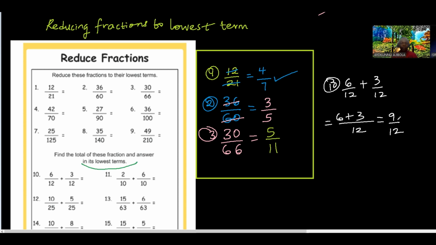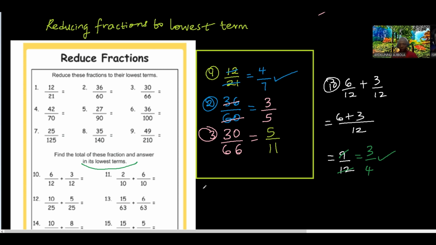So what can we use to divide 9 and 12? That's 3. 3 in 9 is 3, and 3 in 12 is 4. So your answer should be 3 over 4. If you don't leave your answer in the lowest form, you're going to miss your mark. Okay? So take note of this.